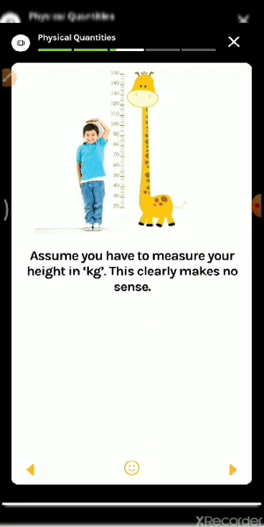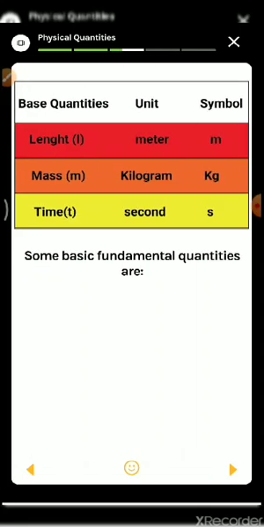So exactly like that, different physical quantities are present which can be measured independently with a particular unit. This suggests that fundamental quantities are independent. They do not depend upon any other quantities.